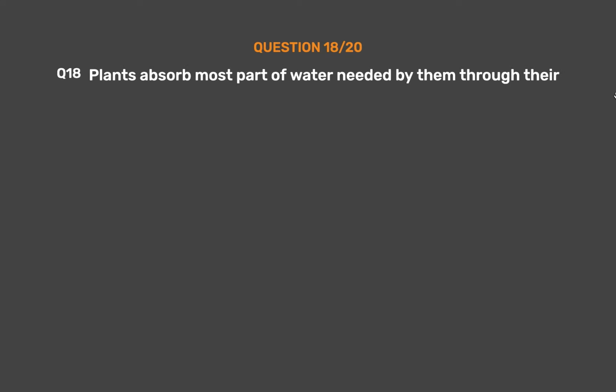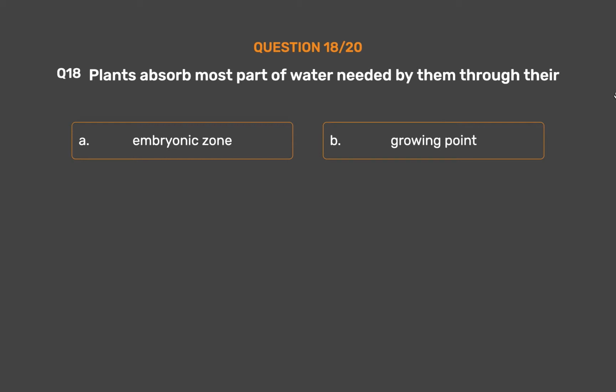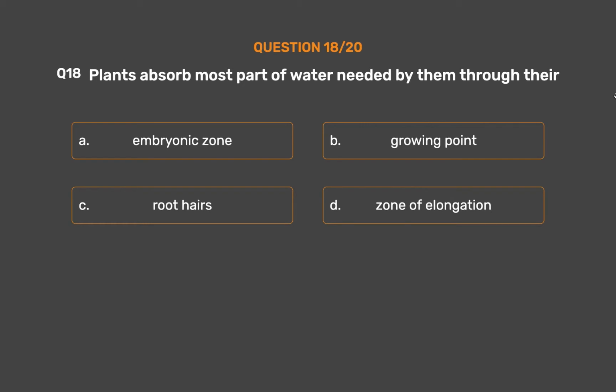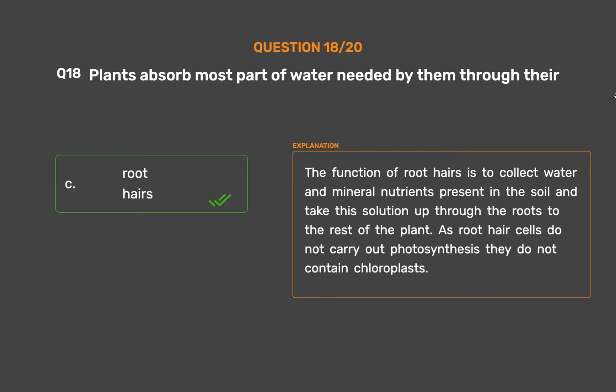Question number 18. Plants absorb most part of water needed by them through their option A. Embryonic zone. Option B. Growing point. Option C. Root hairs. Option D. Zone of elongation. The correct answer is option C. Root hairs. The function of root hairs is to collect water and mineral nutrients present in the soil and take this solution up through the roots to the rest of the plant. As root hair cells do not carry out photosynthesis, they do not contain chloroplasts.